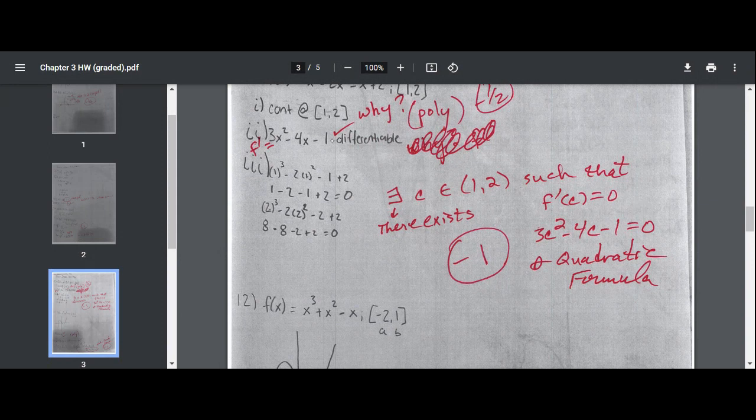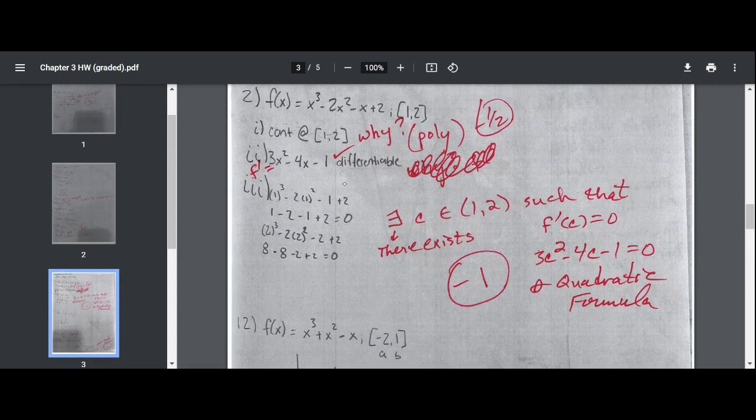so then there exists some point in the open interval strictly in between 1 and 2 such that f prime at c equals 0. Well, this is f prime at x right here, right? So what's f prime at c? Yeah. Yeah, so what's f prime at c? You just plug a c in instead of an x. So 3c squared minus 4c minus 1 equals 0, right?